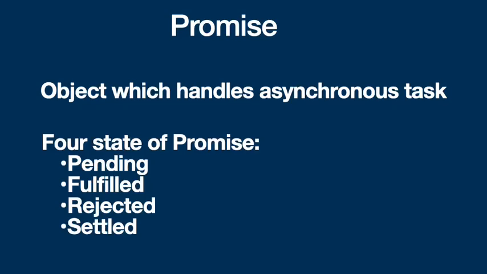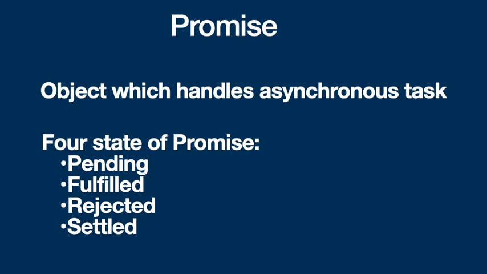Promise. What is a promise? Promise is basically an object which handles asynchronous tasks in JavaScript. As we all know, JavaScript is a synchronous language. What do I mean by synchronous? Synchronous means whatever line of code is written, it will go line by line.